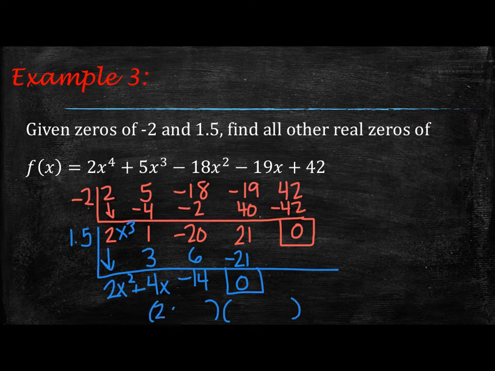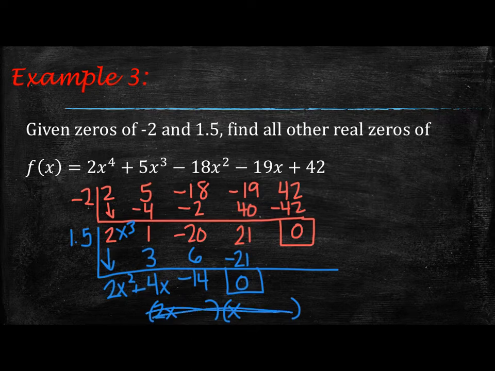2x squared, that's got to be 2x and x. Negative 14, we've got to get it in here. We've got to get factors of negative 14 that when we do the outside and the inside, it adds up to 4. So let's see. Okay, well this doesn't actually factor.